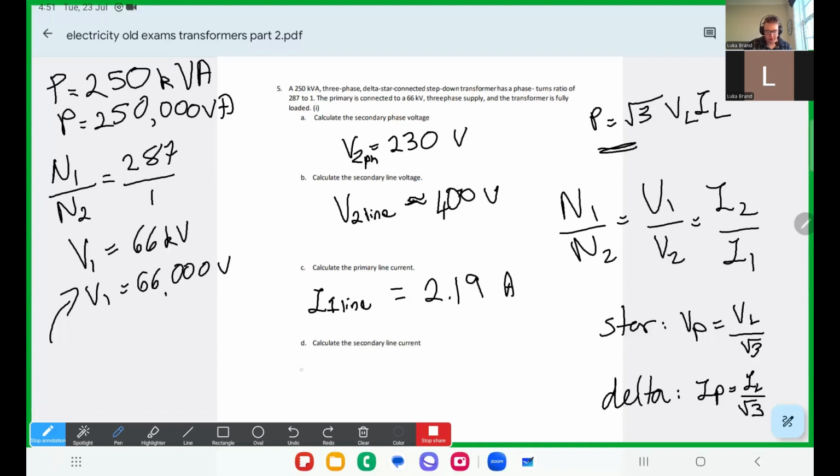So now I'm going to use the power equation. Now remember that either way is absolutely fine. And it's just up to you which one you prefer. A lot of people tend to be more comfortable with this equation, but remember your extra steps. So now I'm going to fill in the equation. Power equals square root of 3 VL IL.